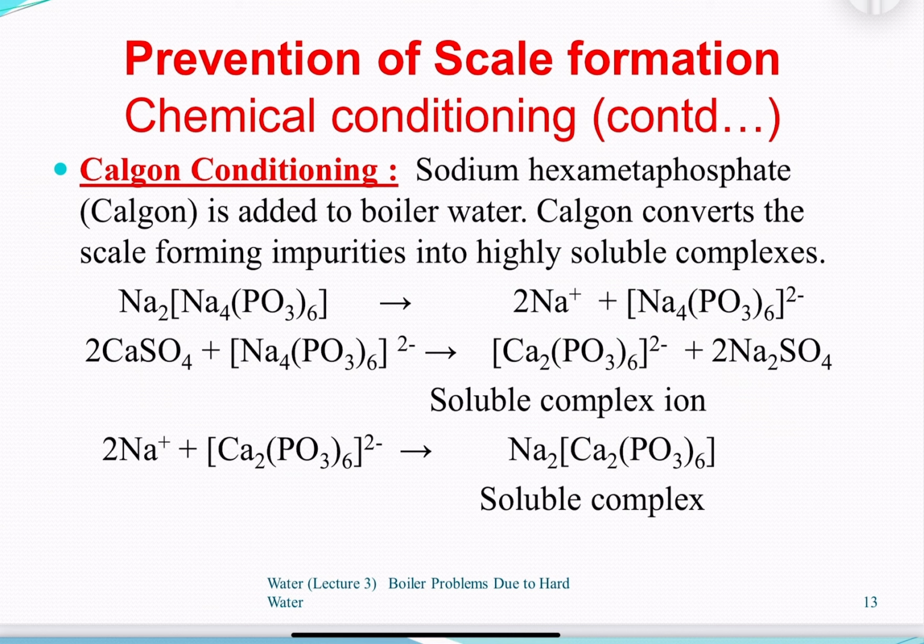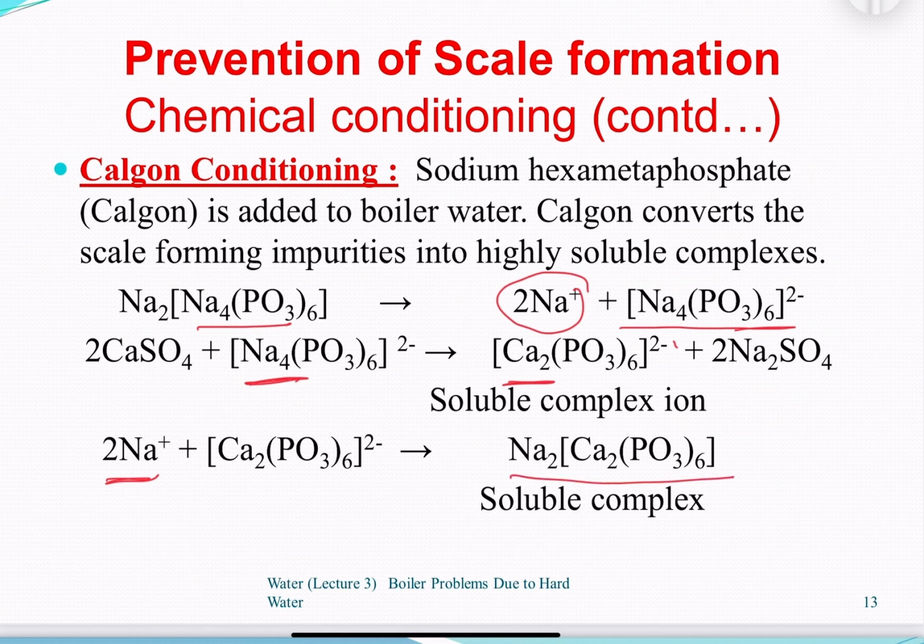So you can see sodium hexametaphosphate is a complex salt. It is Na2[Na4(PO3)6]. Now when this ionizes, it will ionize like this: 2Na+, and the complex anion will remain as such. When calcium sulfate or magnesium salts which are present in water come in, they will replace this sodium from the secondary valency and form a soluble complex Ca2[(PO3)6]. And then when this is formed, it will combine with sodium ions present in water and form a soluble complex.